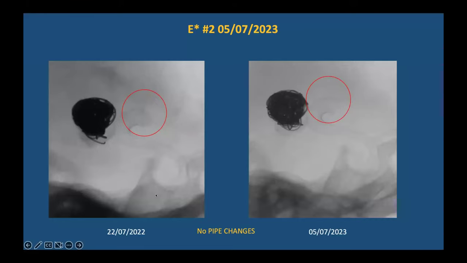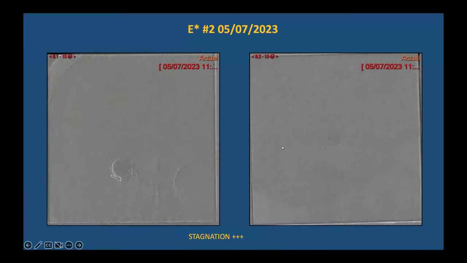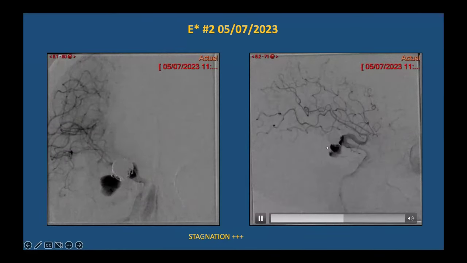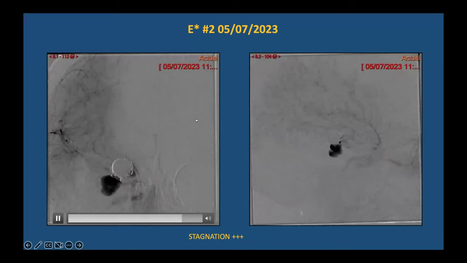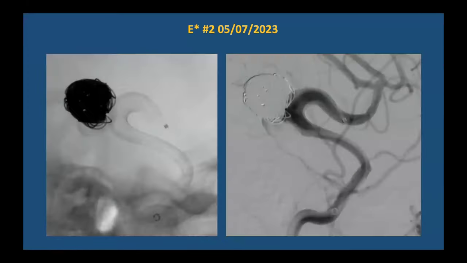It's almost 1 year later because, you know, times in France are a little bit long. We can see there's a clear change between the end of the first one and the beginning of the second one. And then what I wanted to show is there's a real stagnation of the contrast media inside the second pouch. So something that really, it's a good sign for thrombosis. It was not of this size.